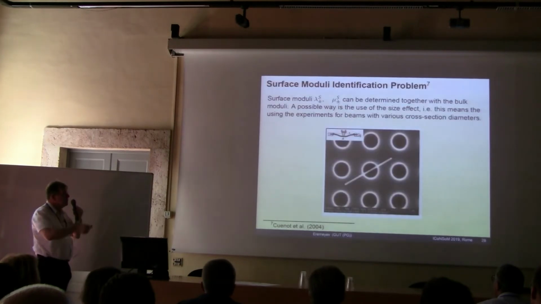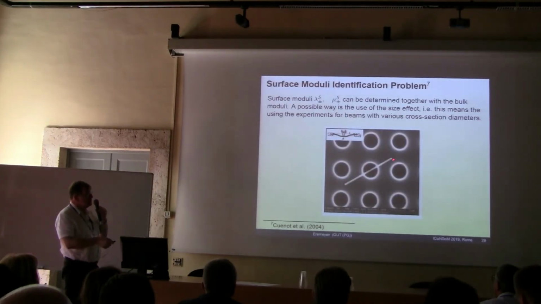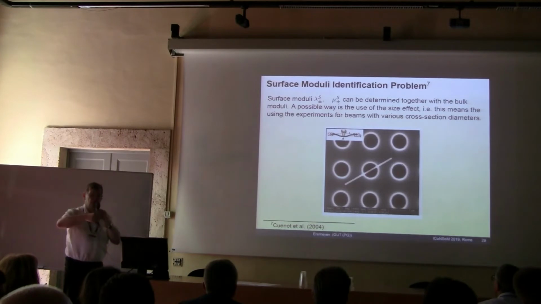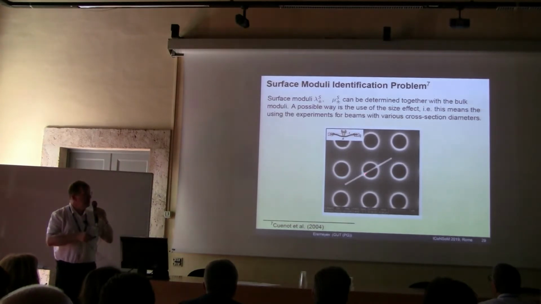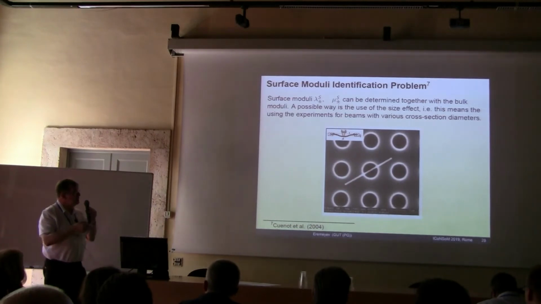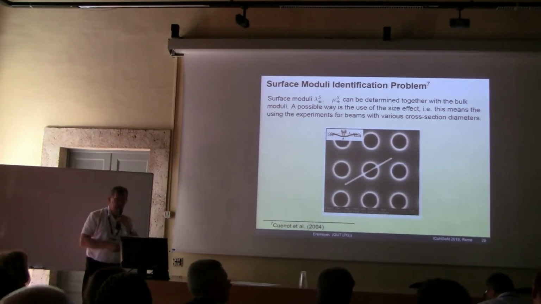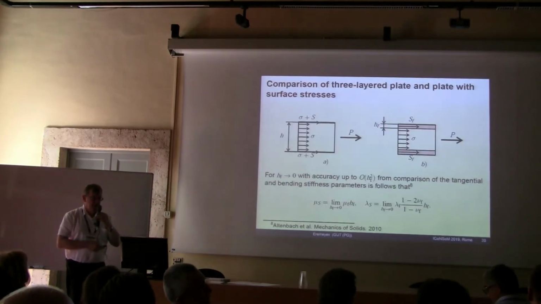How to measure these additional parameters? There are straightforward methods, like atomic force microscopy. You have nanobeams, you put your indenter here and measure the bending stiffness of this beam, and consider beams of different diameters, and using the size effect you can estimate these material parameters.